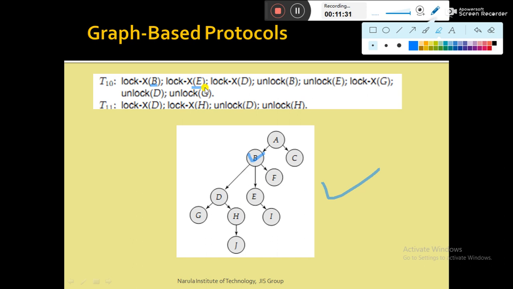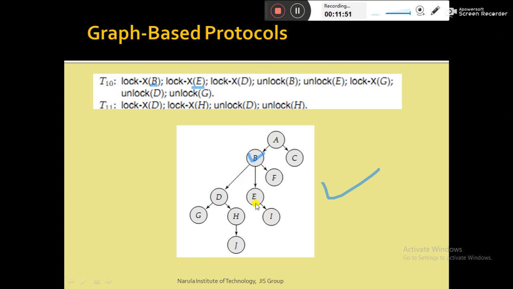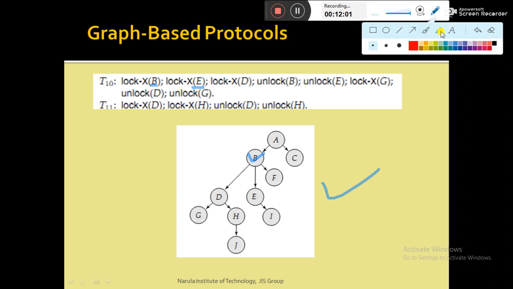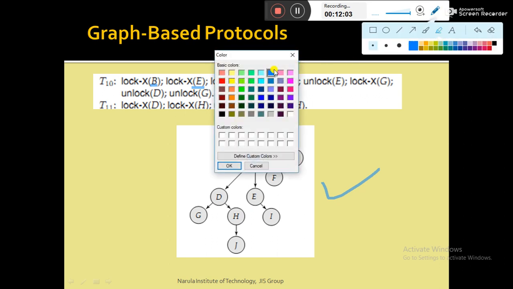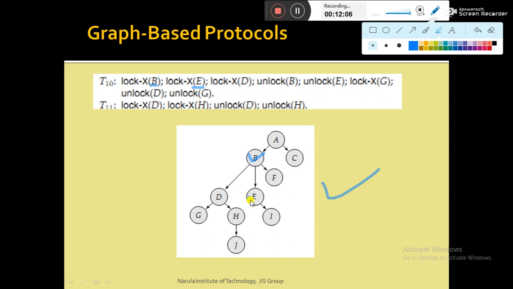It will be based on the tree-based protocol. Let's check whether the lock request will be granted or not. E can be locked by transaction T10 only if the parent of E is locked. Yes, currently the parent of E, which is B, is locked, so E can be locked, meaning the request is granted. So E is also locked.